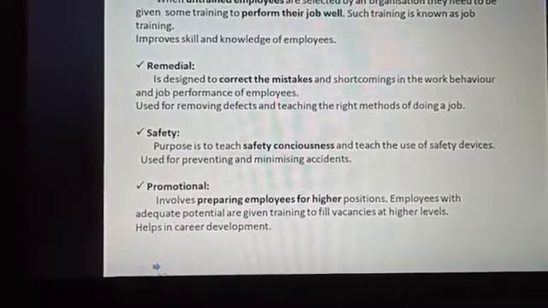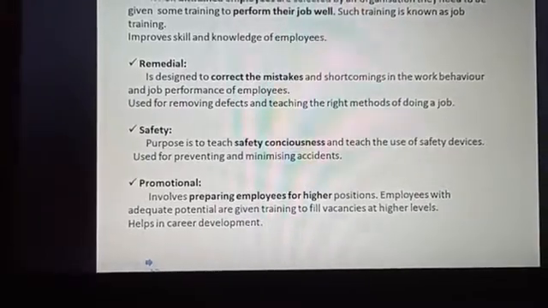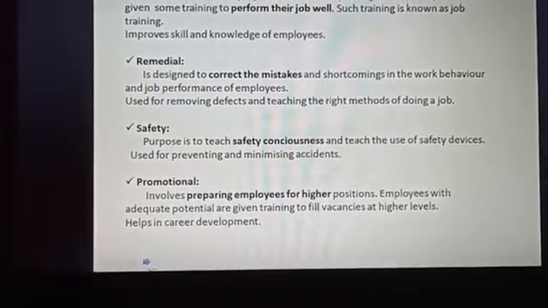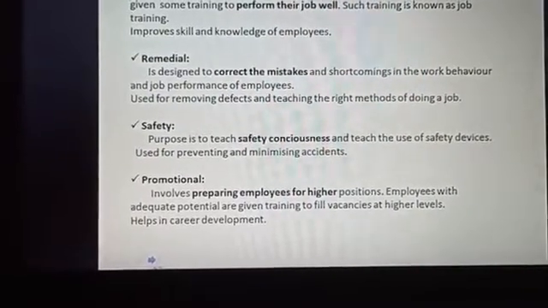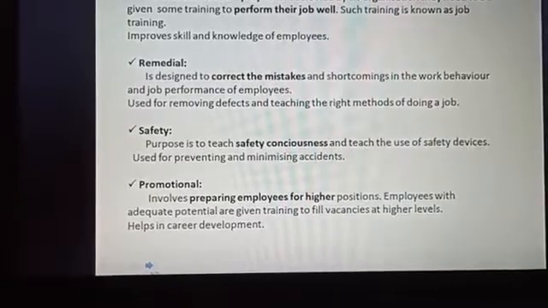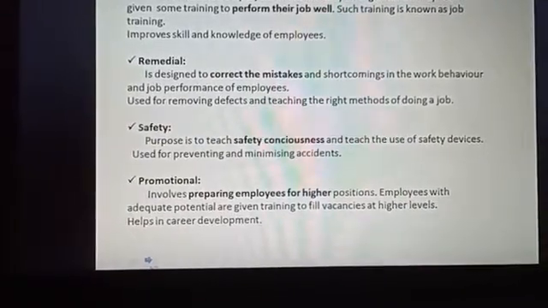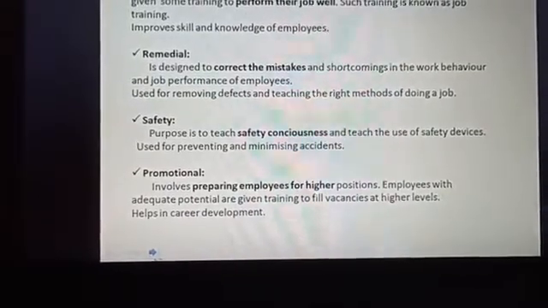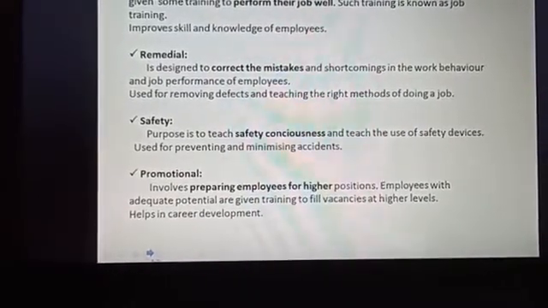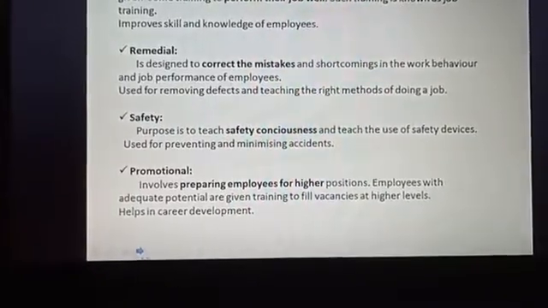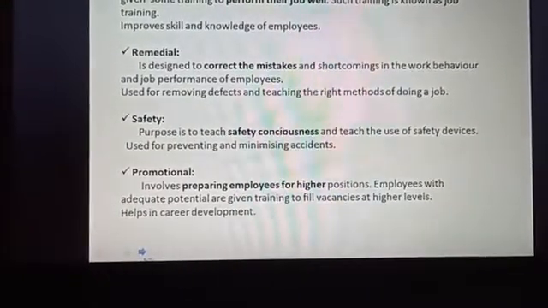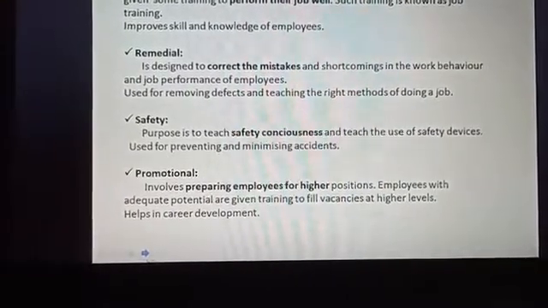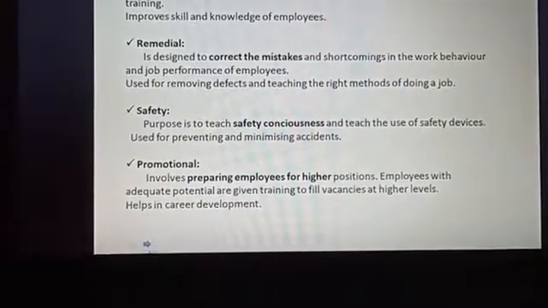Number 3, remedial training. It is designed to correct the mistakes and shortcomings in the work behavior and job performance of employees. This is used for removing defects and teaching the right method of doing a job. Next, safety. Purpose of safety training is to teach safety consciousness and teach the use of safety devices. This basically helps in preventing and minimizing accidents amongst employees.